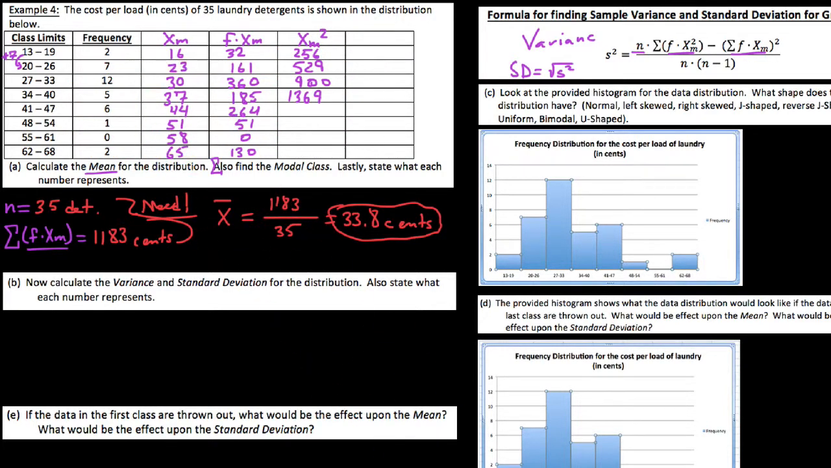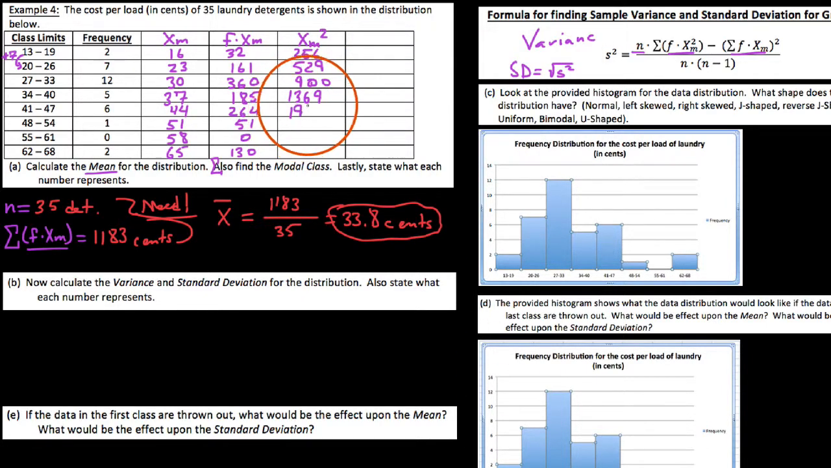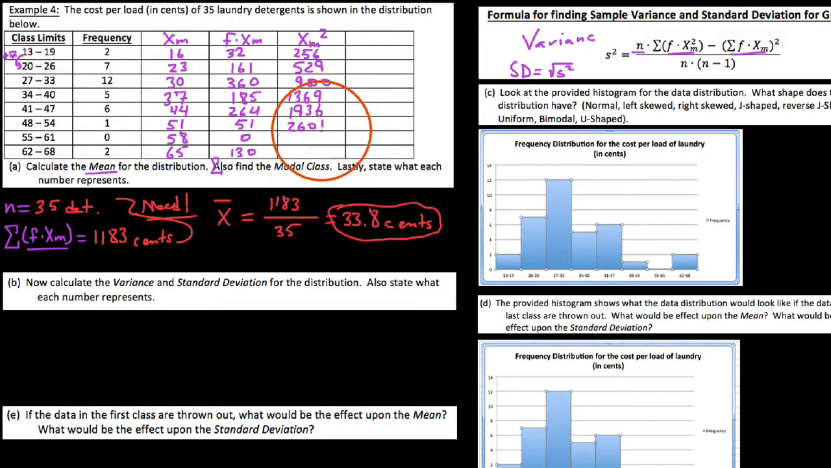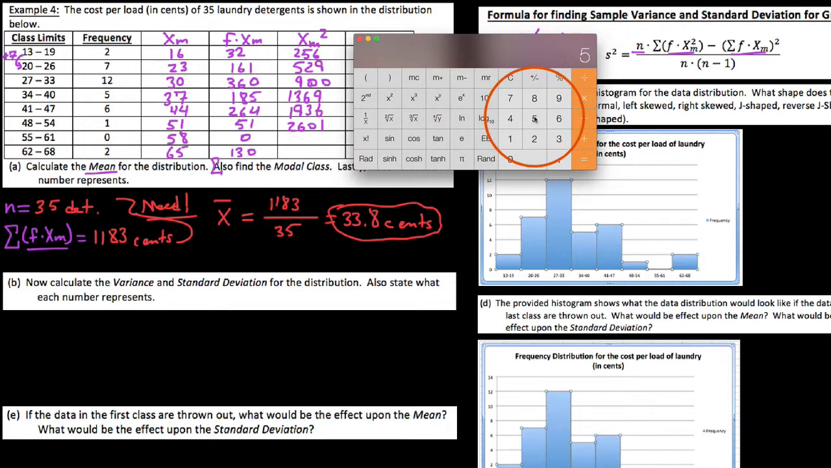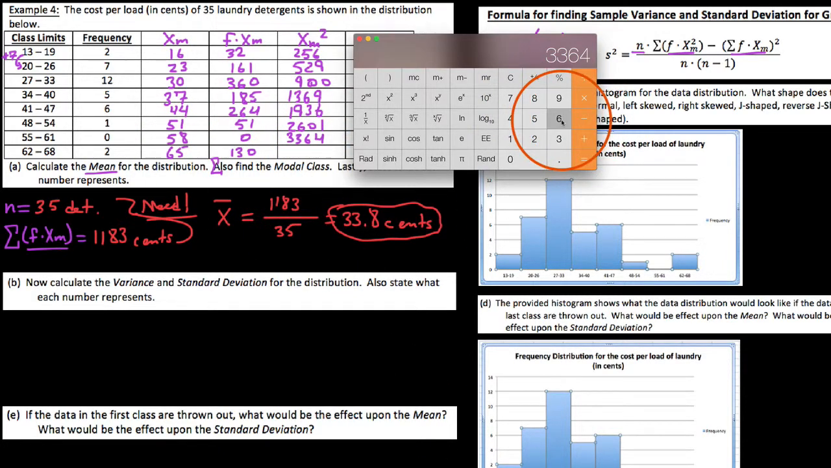We say 44 squared. 44 to the power of 2 is 1936. That's kind of fun. Look at that. They transpose digits. 51 squared. 51 times 51 is 2601. 58 squared, we need to square our 58 here, so 58 squared is 3364. And then last but not least, we say 65 squared. So 65 squared, we get 4225.